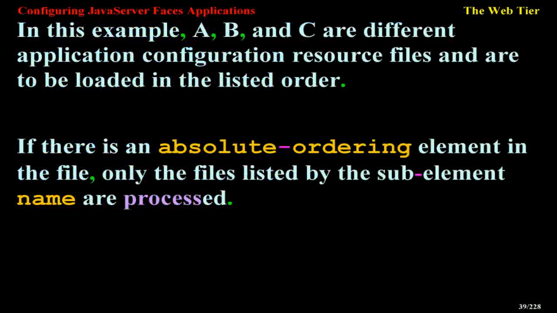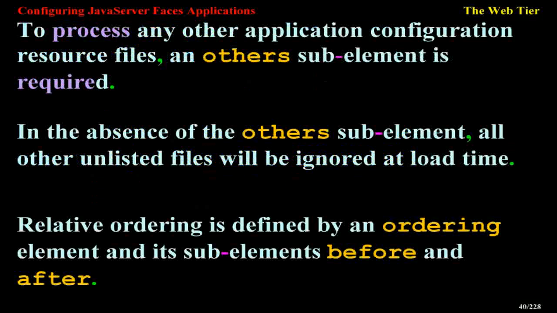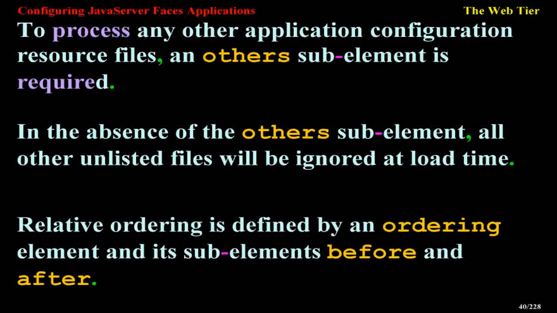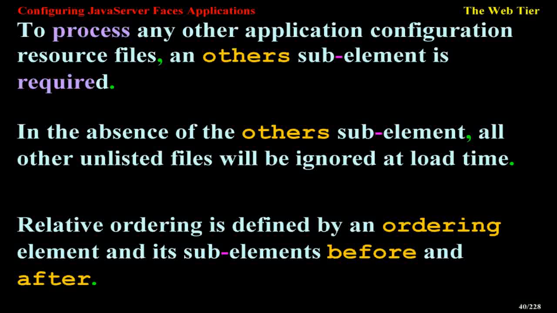In this example, A, B, and C are different application configuration resource files and are to be loaded in the listed order. If there is an absolute-ordering element in the file, only the files listed by the name sub-element are processed. To process any other application configuration resource files, an others sub-element is required. In the absence of the others sub-element, all other unlisted files will be ignored at load time.